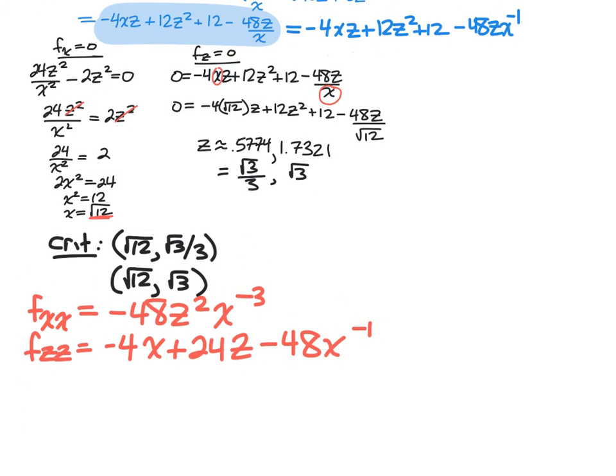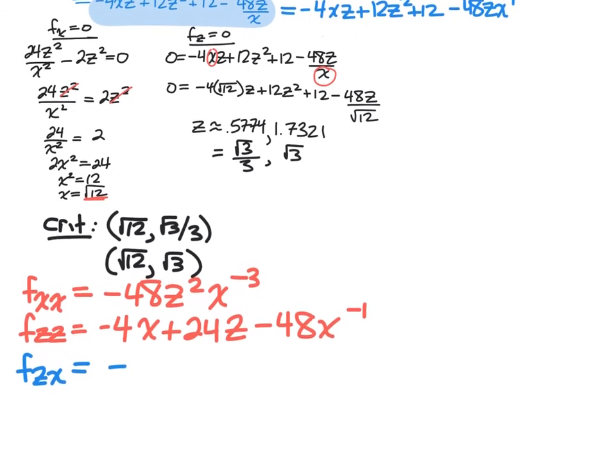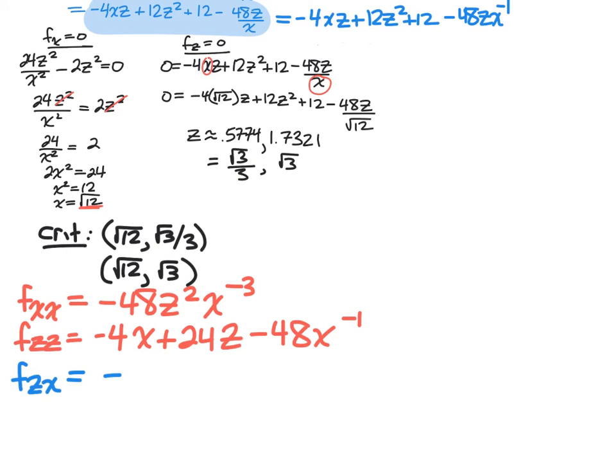zx, oh yeah, so it's negative 4z. I think I said negative 4x. Gone, and then plus 48zx to the negative second.